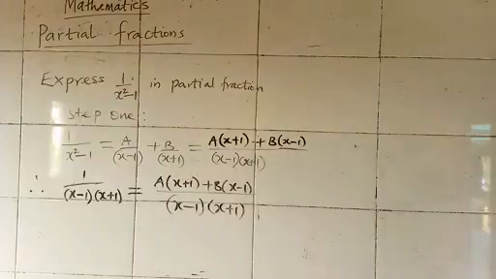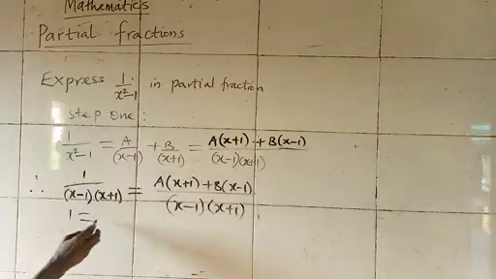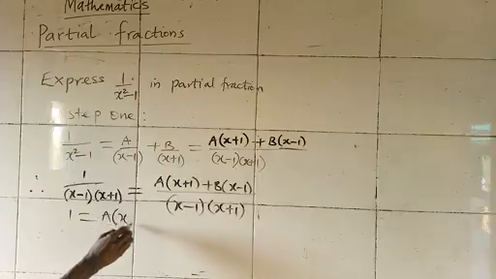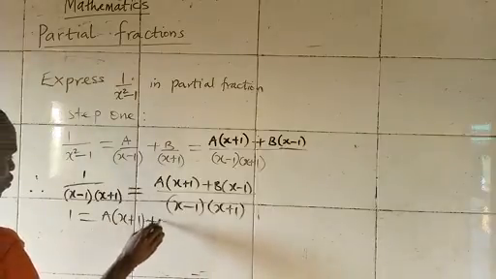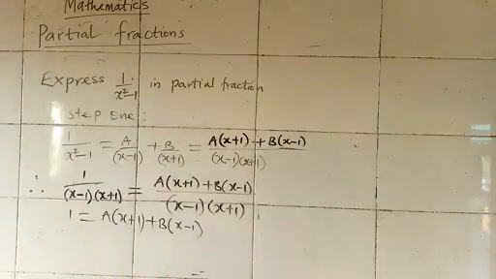Now, in this case, what can we do? You can see that the denominators are the same. Therefore, I can do away with the denominators since they are the same. I can now conclude and say 1 equals A, open bracket, s plus 1, plus B, open bracket, s minus 1. I can now do away with the denominators.